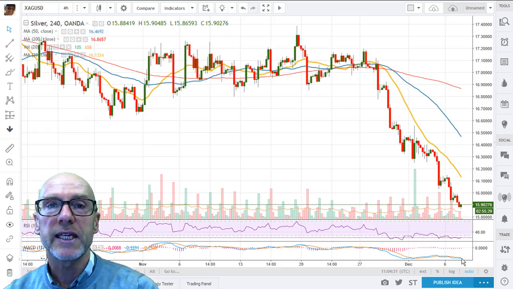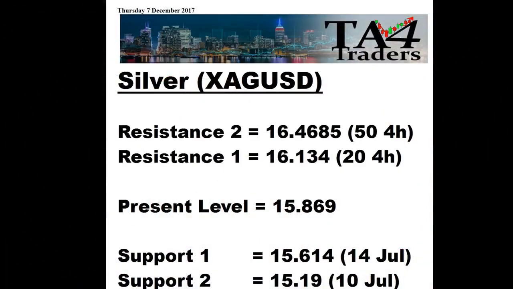So looking at the support and resistance levels, we've got resistance from the 20 on the 4-hour, 1613, then 1647 from the 50 on the 4-hour, with support coming in at 1561.4, the low of the 14th of July, and then 1519, which is the overall low that we had in July on the 10th.